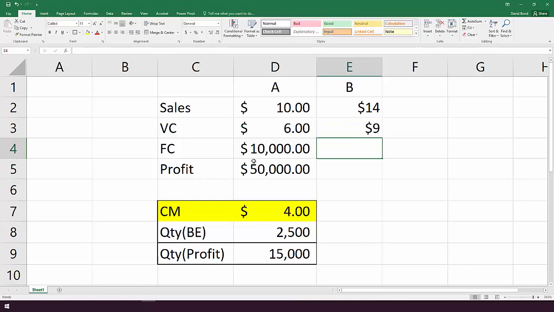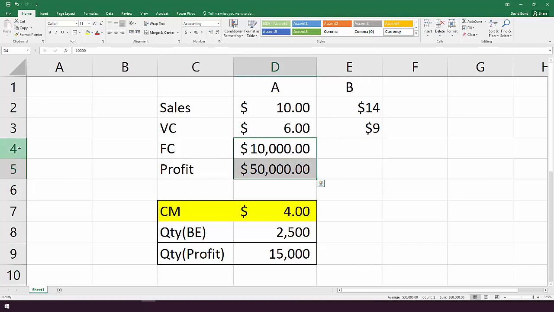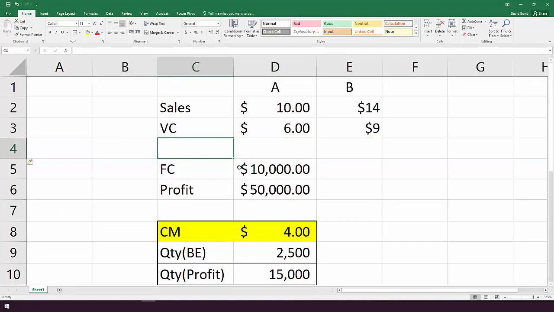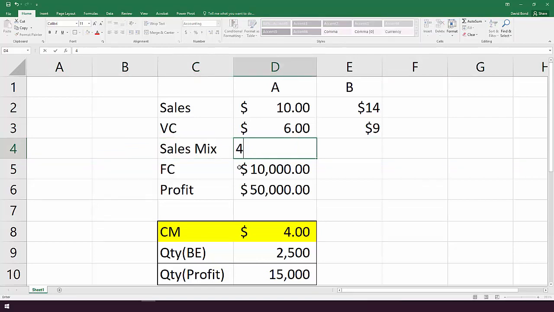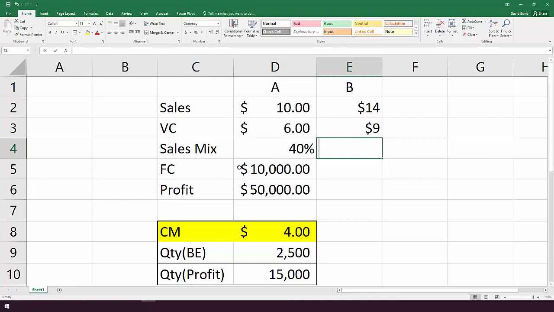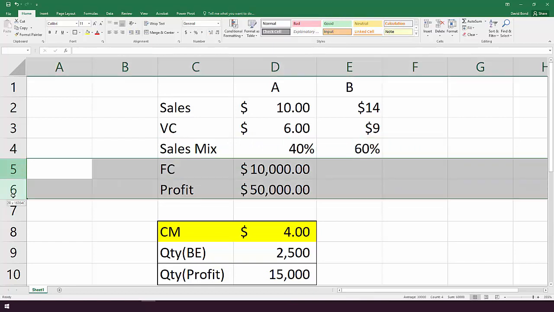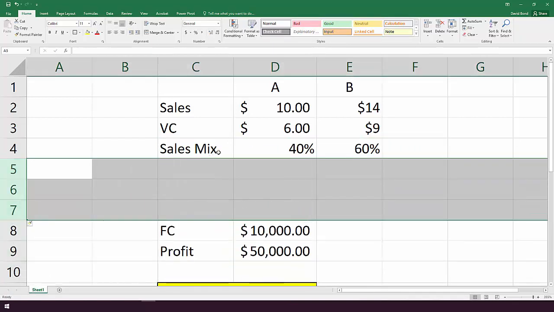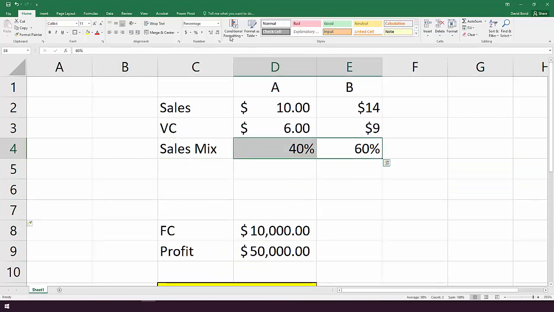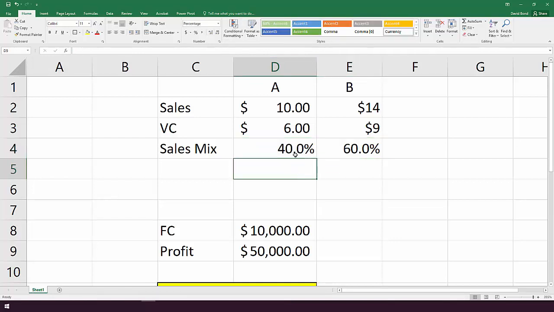Now, the fixed cost and profit, we don't roll over. These are just a single thing. But one piece of additional information we need is a sales mix. So sales mix, and we'll say 40%, 60%. Now this could be any percentages, and you can have more than 2 products here. This works with an infinite number of products as long as the sales mix adds to 100%.